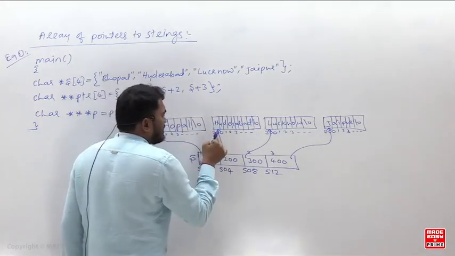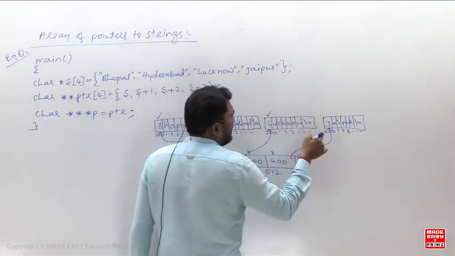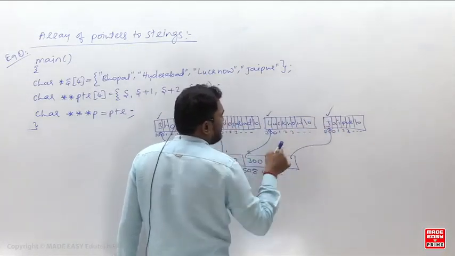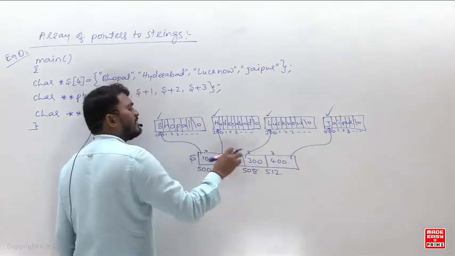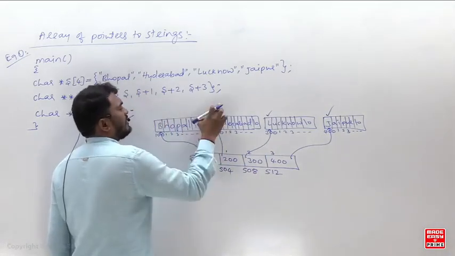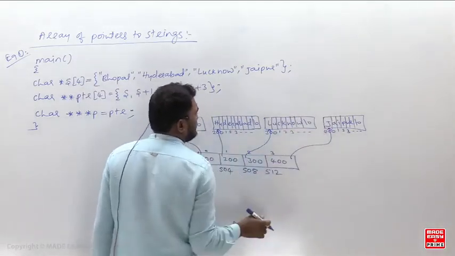And 200 is the address of the character H. Next, 300 is the address of the character L. And 400 is the address of the character J. So it is saying that I will take addresses of the 4 characters. We are giving addresses of the 4 characters only. Is this clear for everyone?